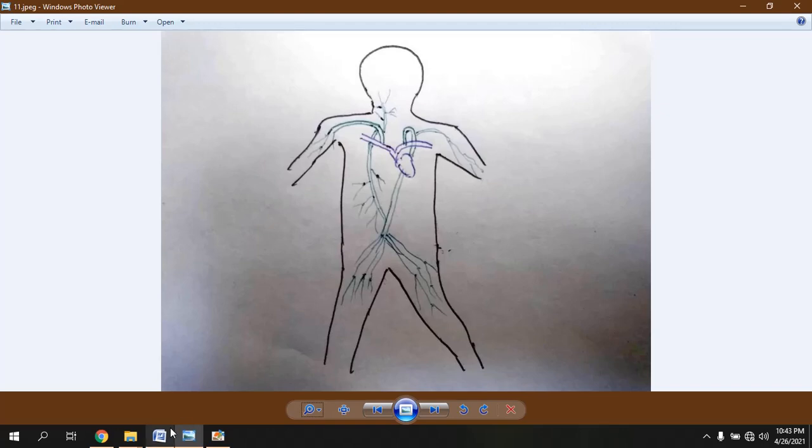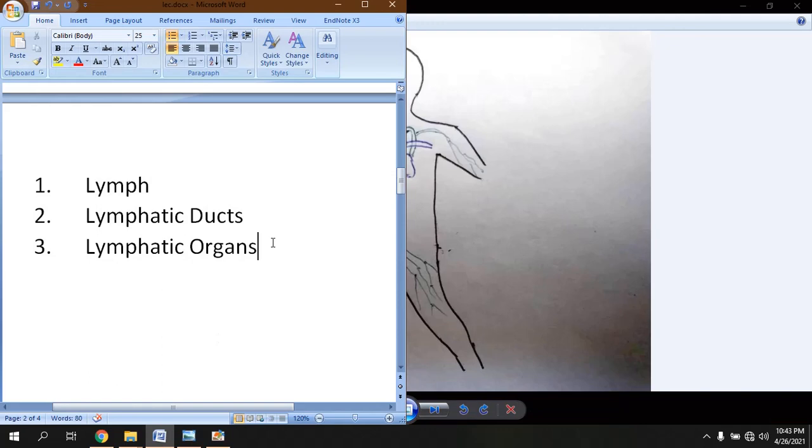So I'm going to write over here that the organs are the lymph node and the lymph nodule.